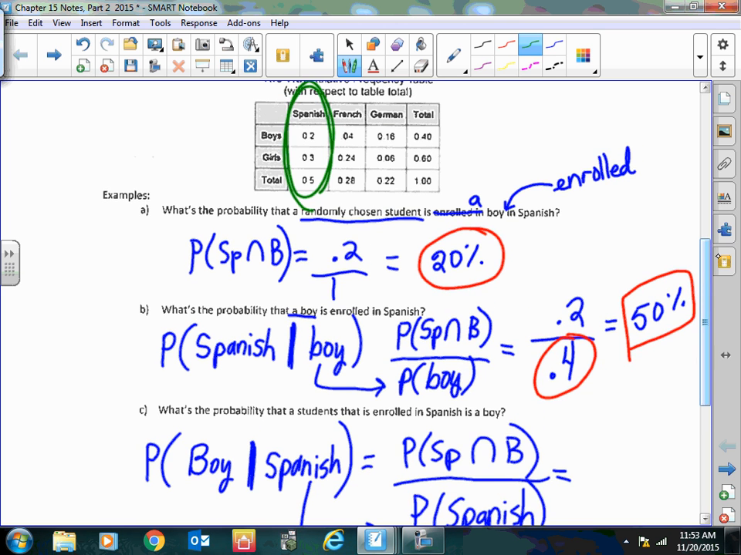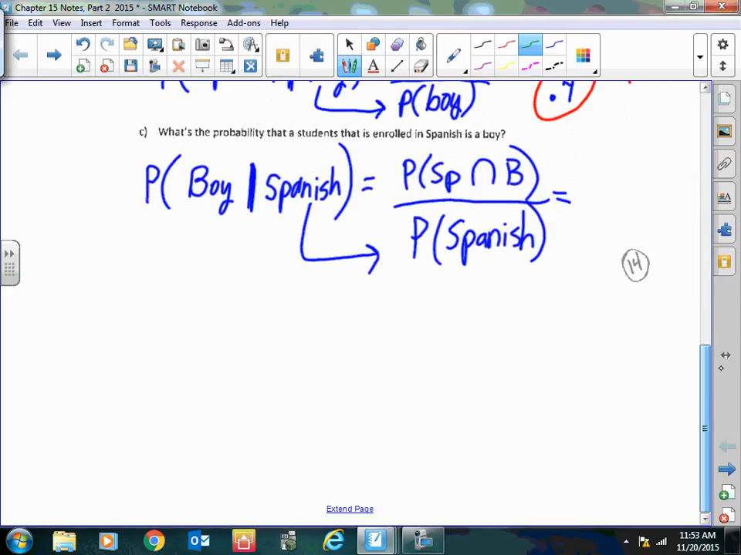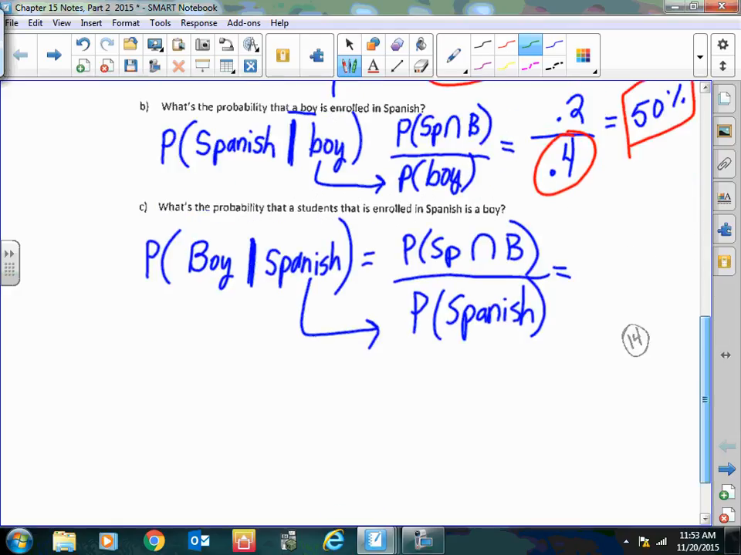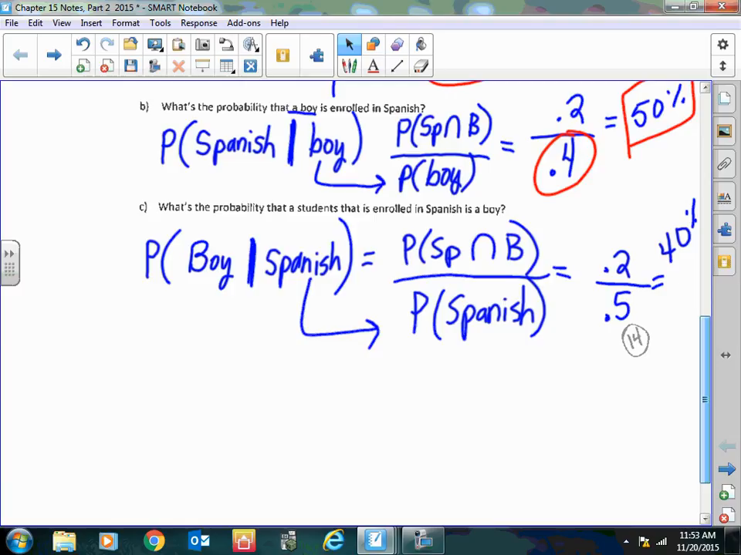All right, so what is this amount? My Spanish portion is the 0.5. And what's the boy part of that? 0.2. So that is 40%. So we had 3 different answers based on 3 different subtleties in the wording. So I'm trying to teach you that language that you really need to kind of separate out, okay? All right, let's go to the assignment, and I want to walk you through a couple of those.